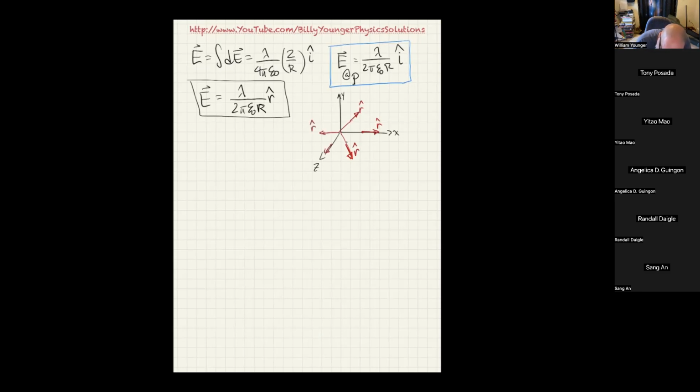So you can see the symmetry of it just makes it so that in reality, all we're talking about is the electric field is always going to point away from the charge distribution, which is an infinitely long line segment. And it is uniformly distributed.